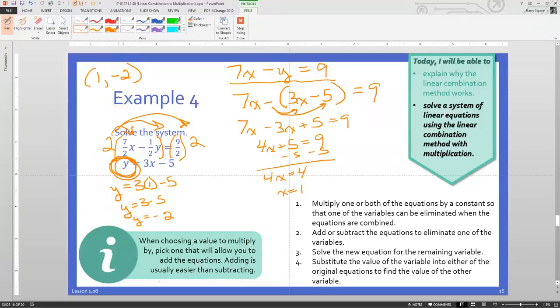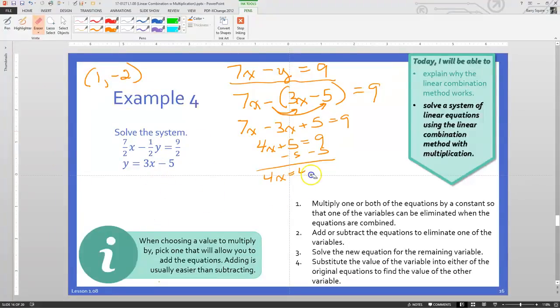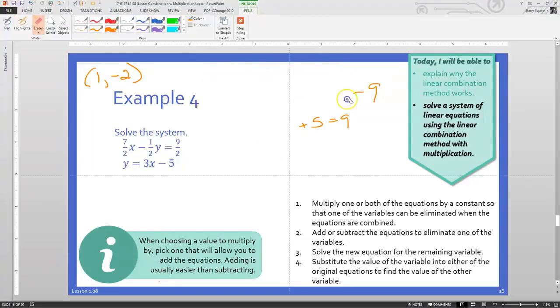Now, I really should check these. I really should, especially since we have those fractions involved. So let me just erase this so I can see the things again. I know this is so exciting. And this is the checking. Now I'm just checking everything. So x is 1. So 7 halves times 1 minus 1 half times negative 2. That should equal 9 halves.